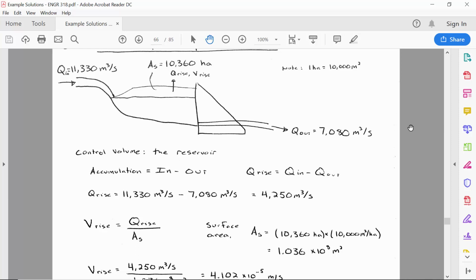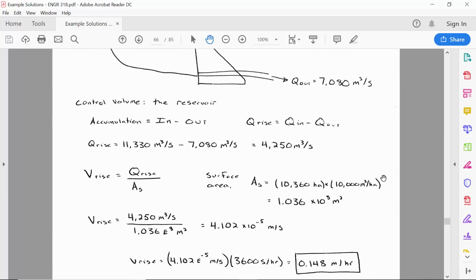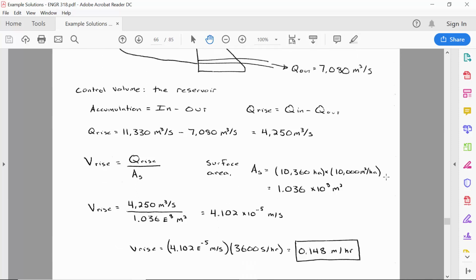So then the last step to find the velocity that the liquid level is rising, we have to have our Q rise divided by the area. And this is V equals Q divided by A. So it's just application of the continuity equation. We have it in terms of meters per second, but if we want to know the rate that it's rising in meters per hour, because maybe that's a little bit easier to comprehend. Like I wouldn't know what 4.1 times 10 to the minus 5th meters per second looks like, but I can wrap my head around 0.148 meters per hour.